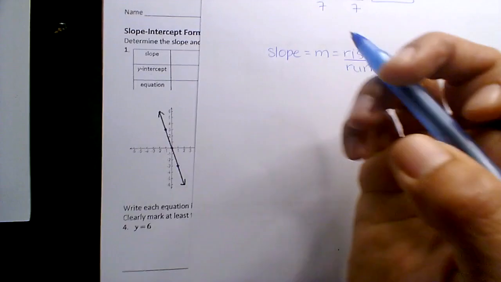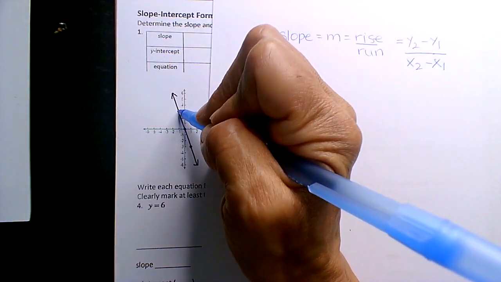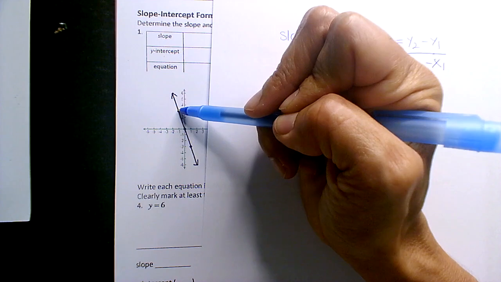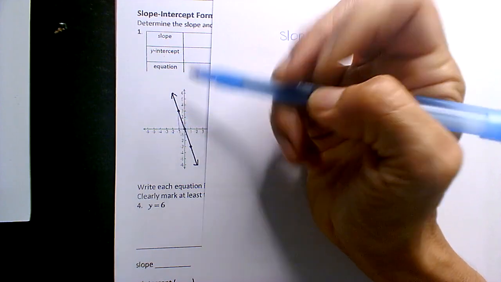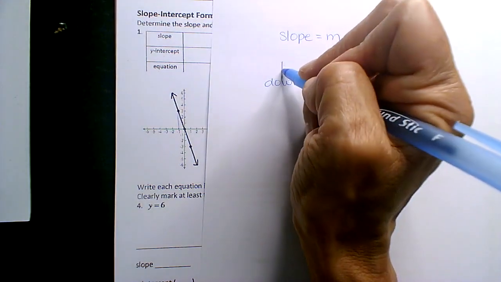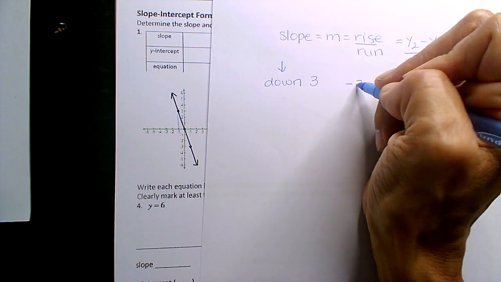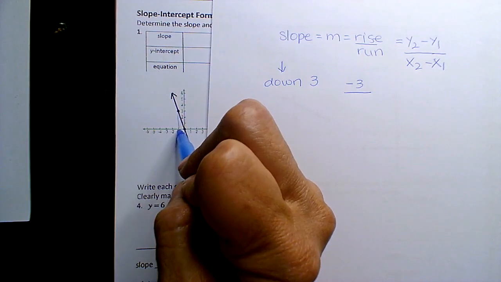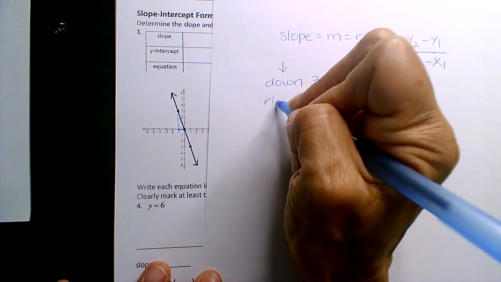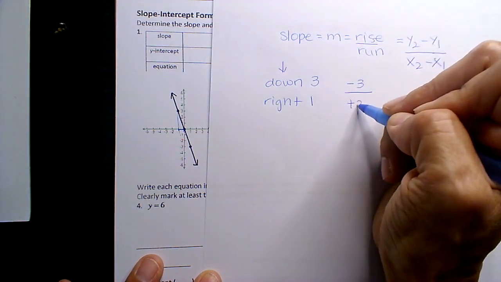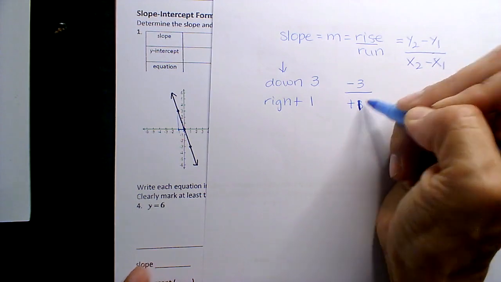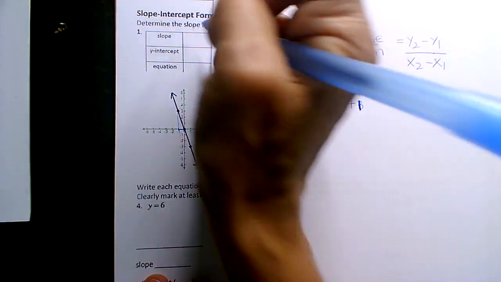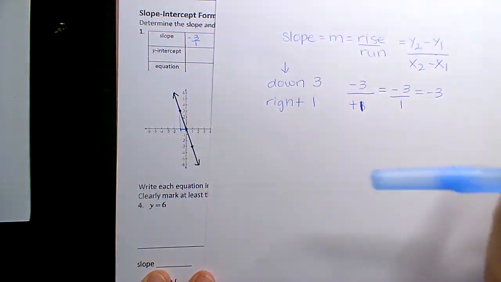So if I pick two points, if I pick this point and count to this point, I'm going to go down. How many units? If I'm at 3, there's 2, 1, 0. So I went down 3 units, and that's a -3. You go down. Then I run 1 unit to the right. So I went right 1 unit, and that's a positive direction, and then my slope is -3 over 1, or it's -3, however you want to write it.